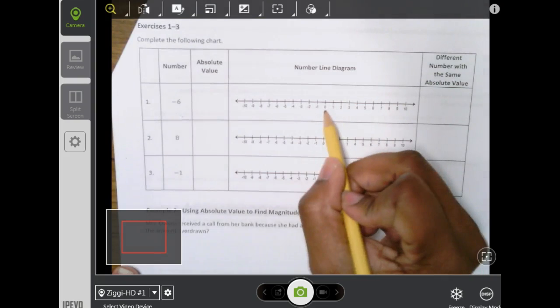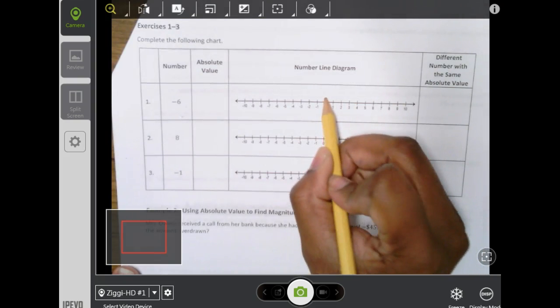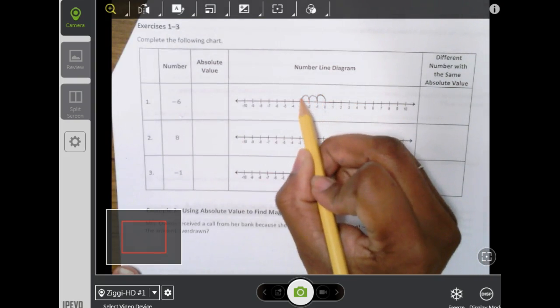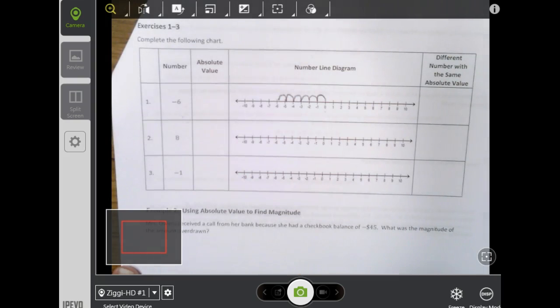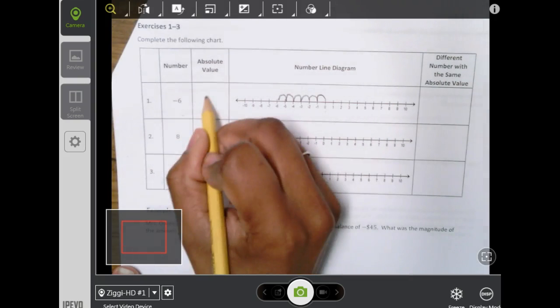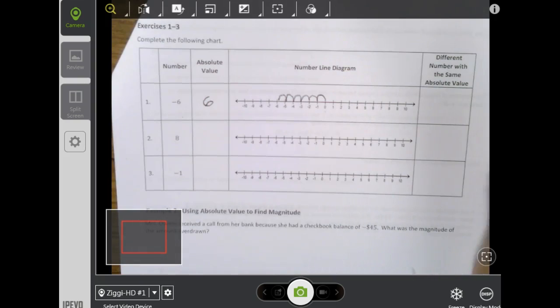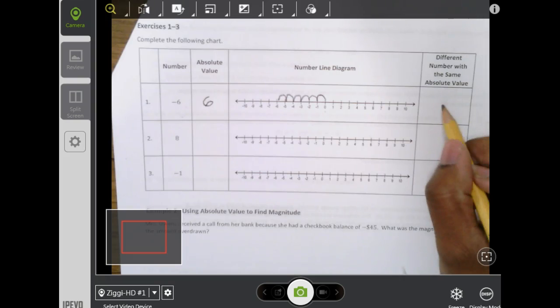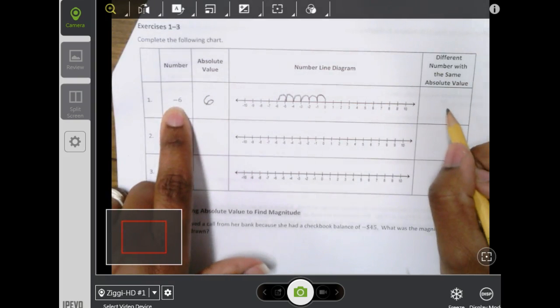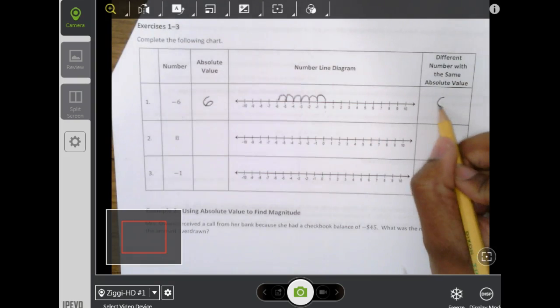If you were to start at 0 and count to negative 6, 1, 2, 3, 4, 5, 6, you notice that negative 6 is 6 units away from 0, so the absolute value is 6. Now, if you recall from our previous example, opposites have the same absolute value. So a different number with the same absolute value would be the opposite of negative 6, which is 6.